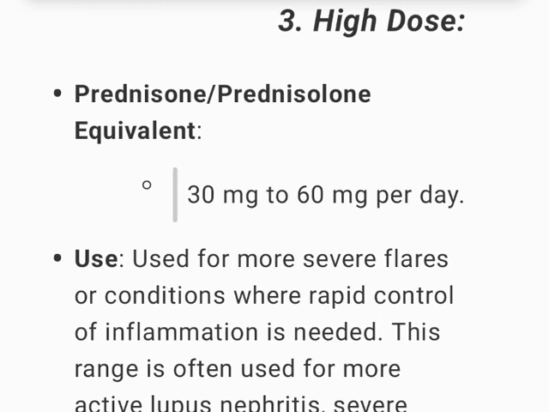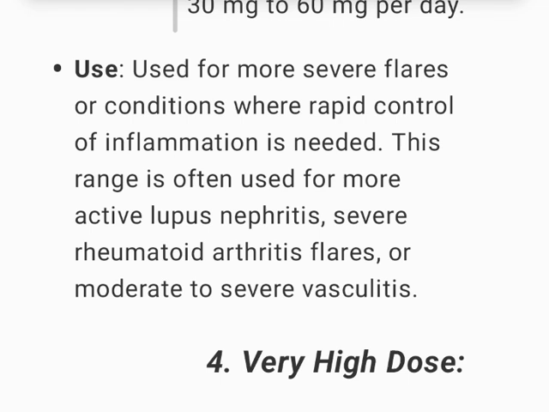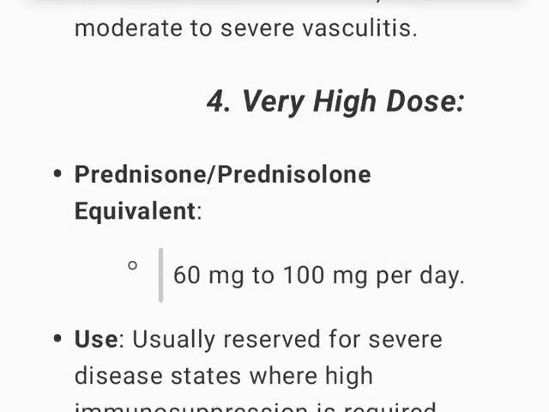3. High dose. Prednisone/prednisolone equivalent, 30 milligrams to 60 milligrams per day. Use. Used for more severe flares or conditions where rapid control of inflammation is needed. This range is often used for more active lupus nephritis, severe rheumatoid arthritis flares, or moderate to severe vasculitis.